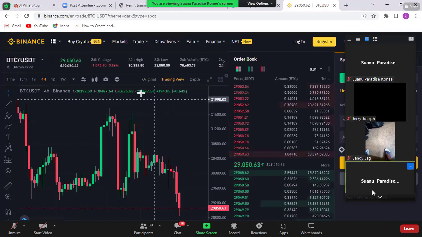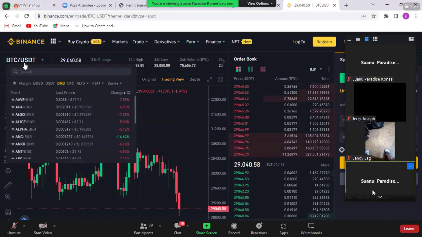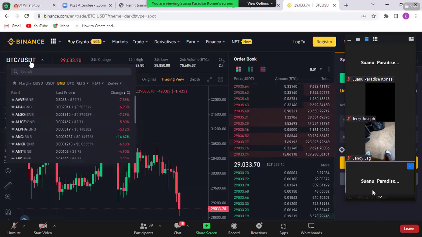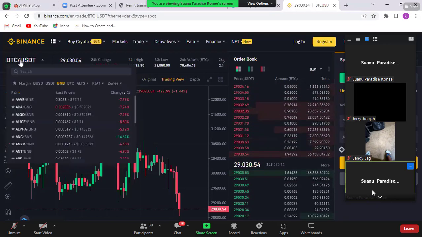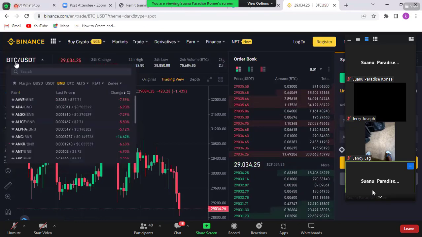Now, this is Binance. When you come to this place, can you see these two things here? My arrow, can you see my arrow? This is BTC USDT. This is the market pair, right? What this means is I am buying BTC, but I am using USDT to buy it.